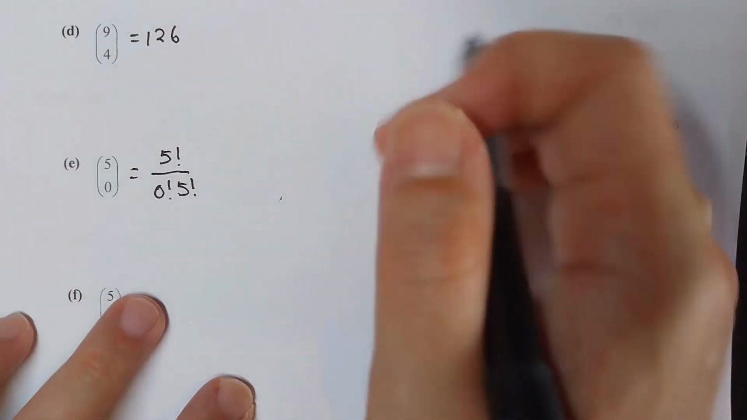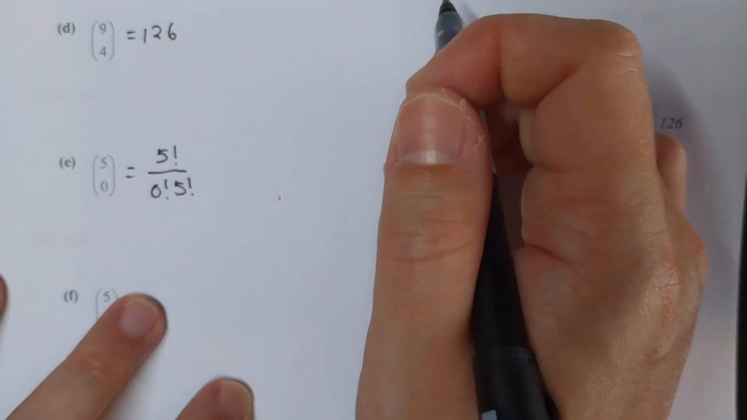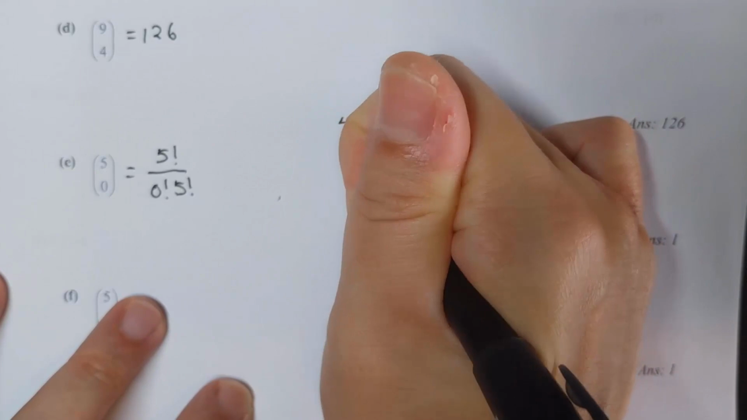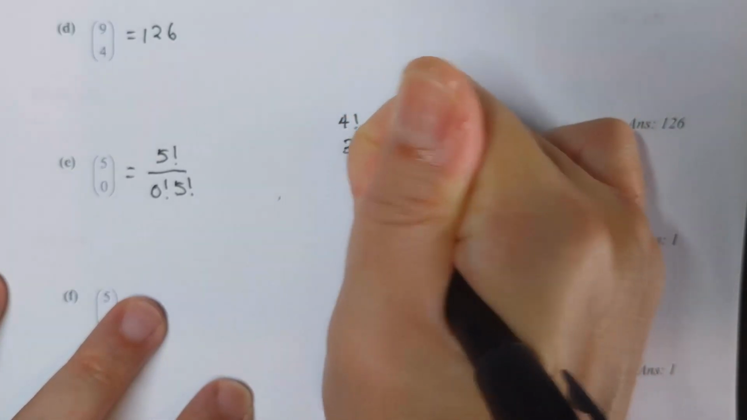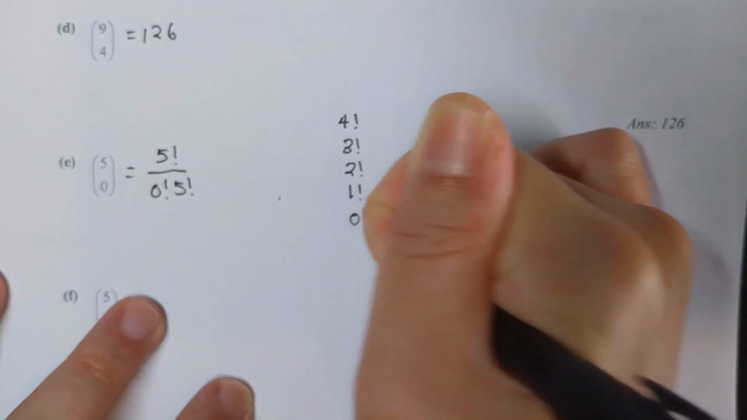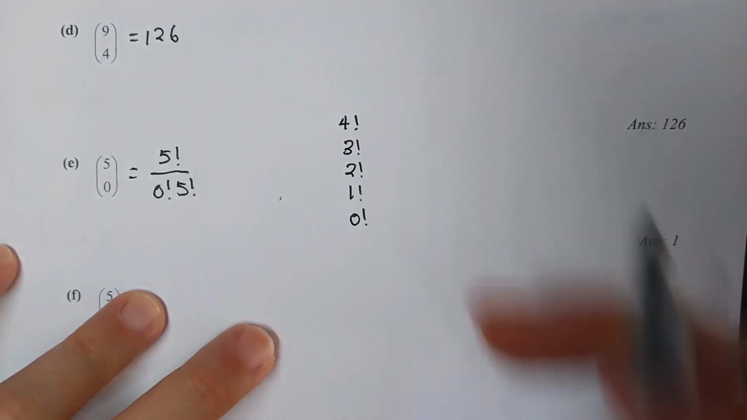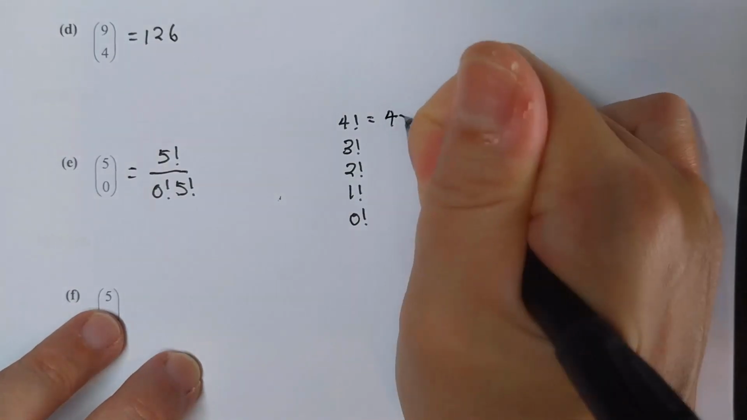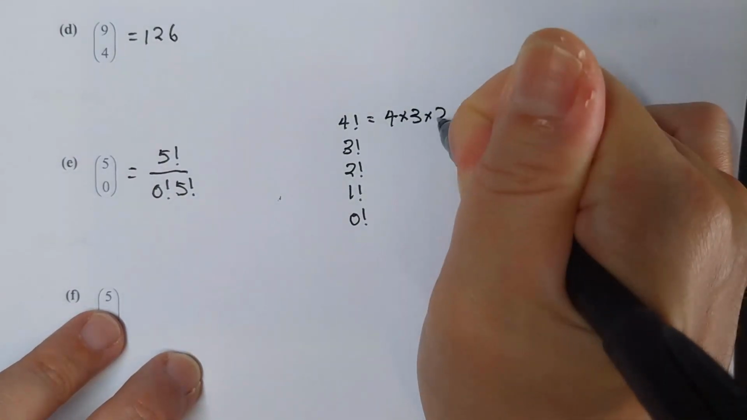Now, why is that so? Let's do a very simple exercise here. Let's start with 4 factorial, 3 factorial, 2 factorial, 1 factorial, and 0 factorial and see if we can find a pattern here. So 4 factorial, we will have 4 times 3 times 2 times 1.